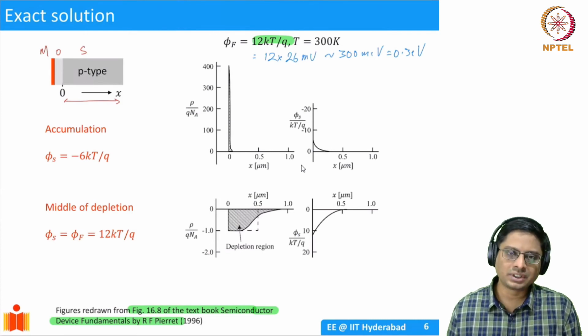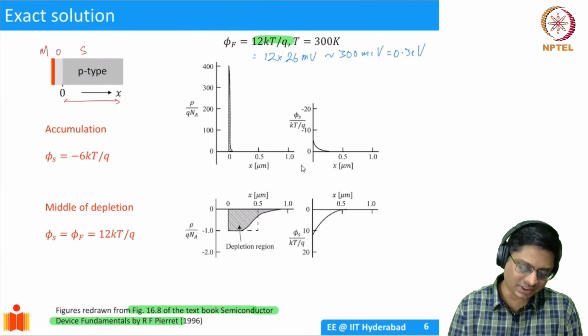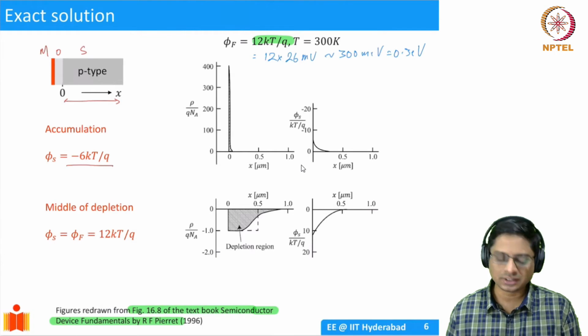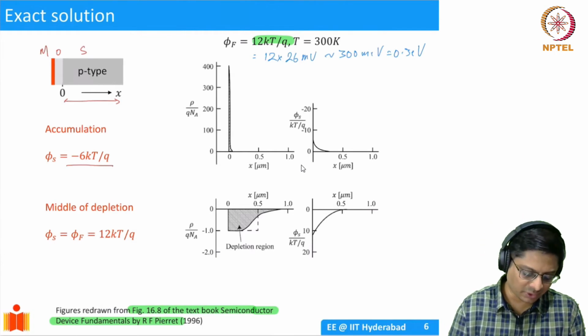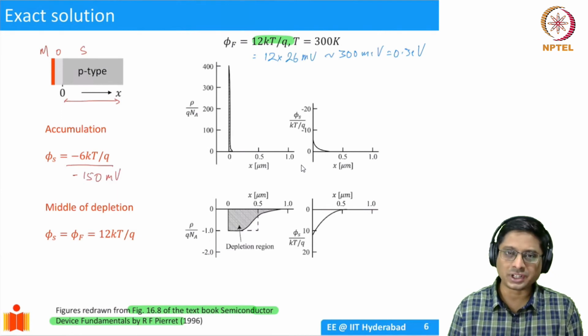To that system, we apply a gate voltage such that the surface potential is just minus 6 kT/q. So how much is this? This is basically surface potential equal to minus 150 millivolts. So it's a small voltage you're applying, a small negative voltage.